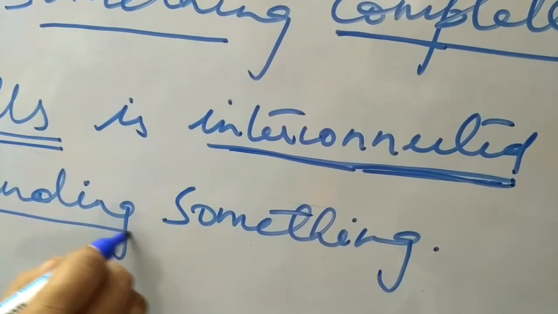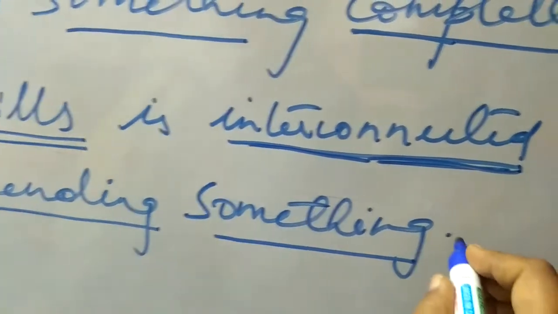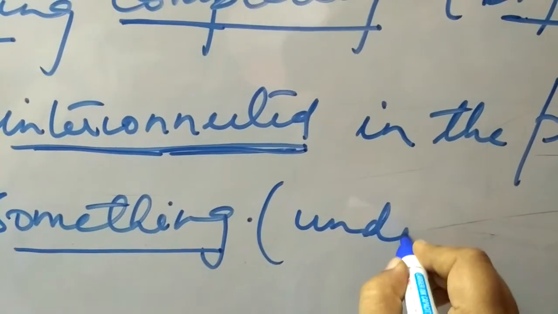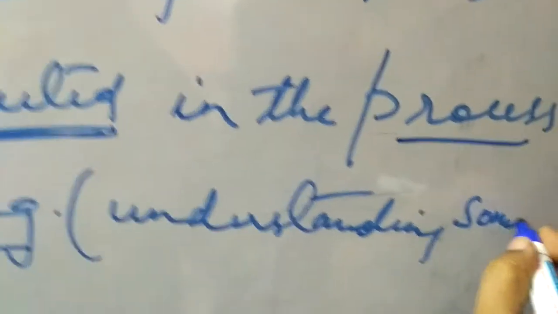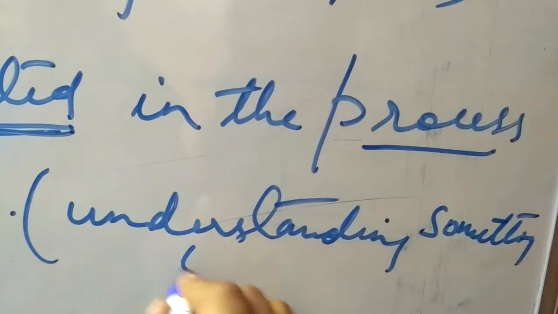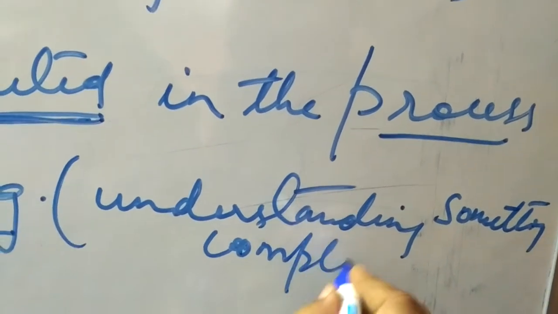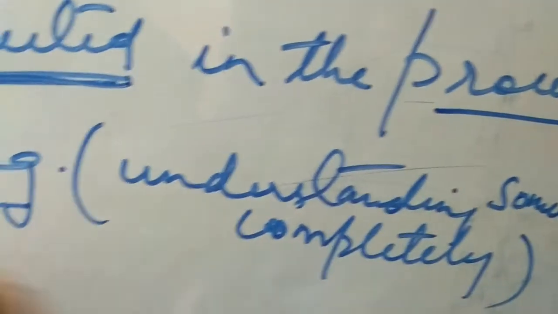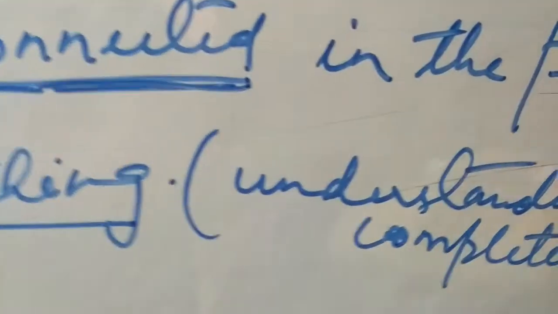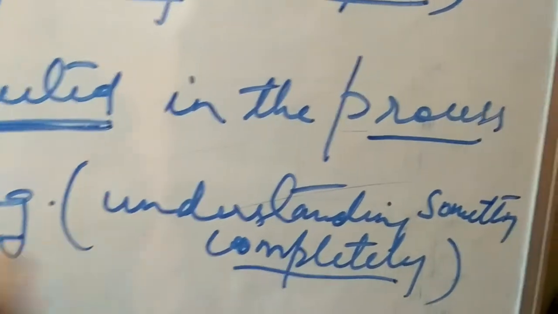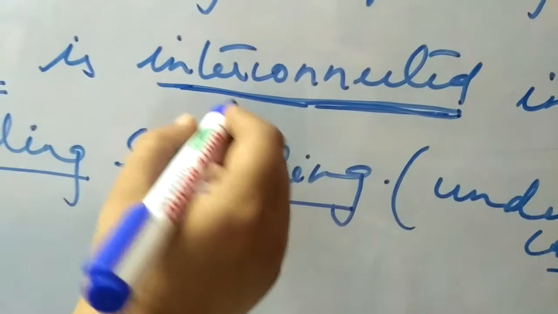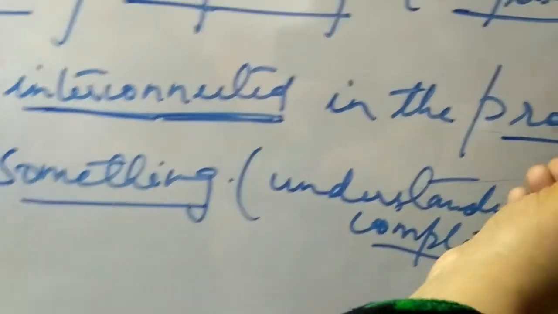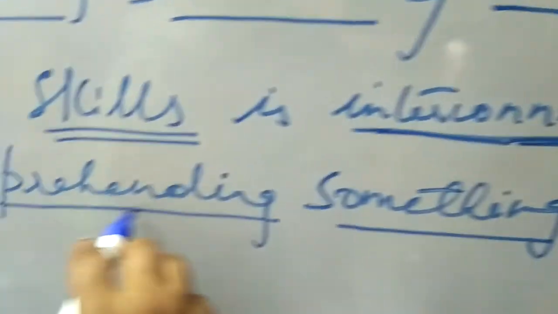Of comprehending something. Comprehending something means what? Understanding something completely. Comprehending means understanding something completely. Clear? This word meaning is understanding something completely. Clear? Once again it is repeated. Your reading skill is interconnected. What is it connected to? Which process is reading skill connected to? That is comprehending something, meaning understanding something.